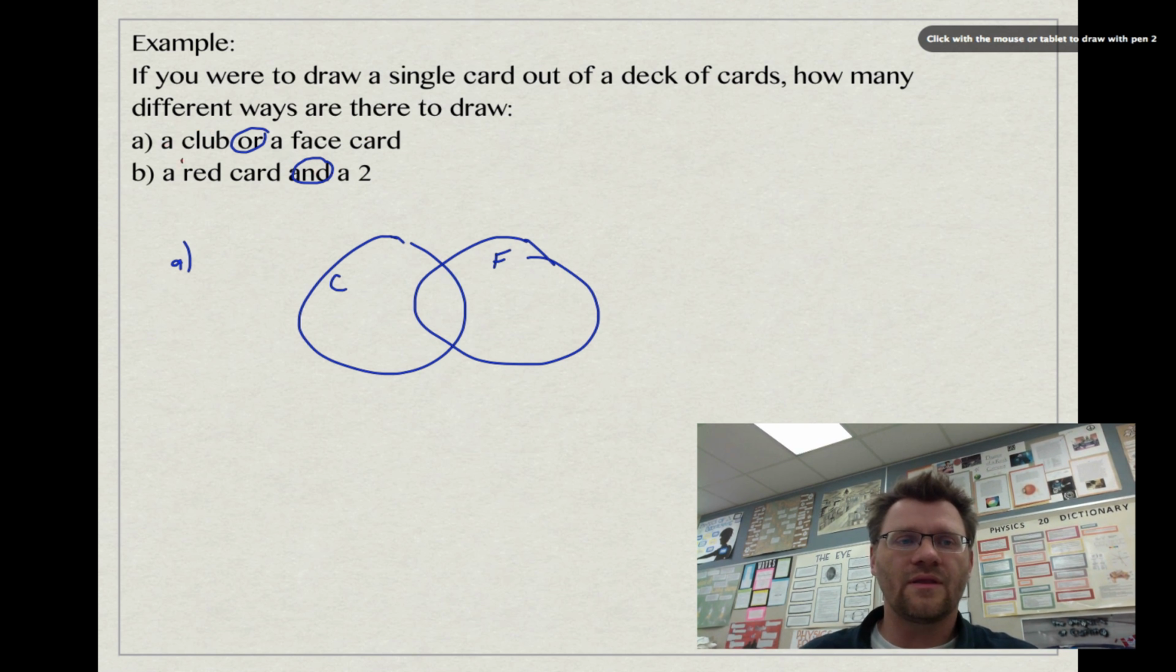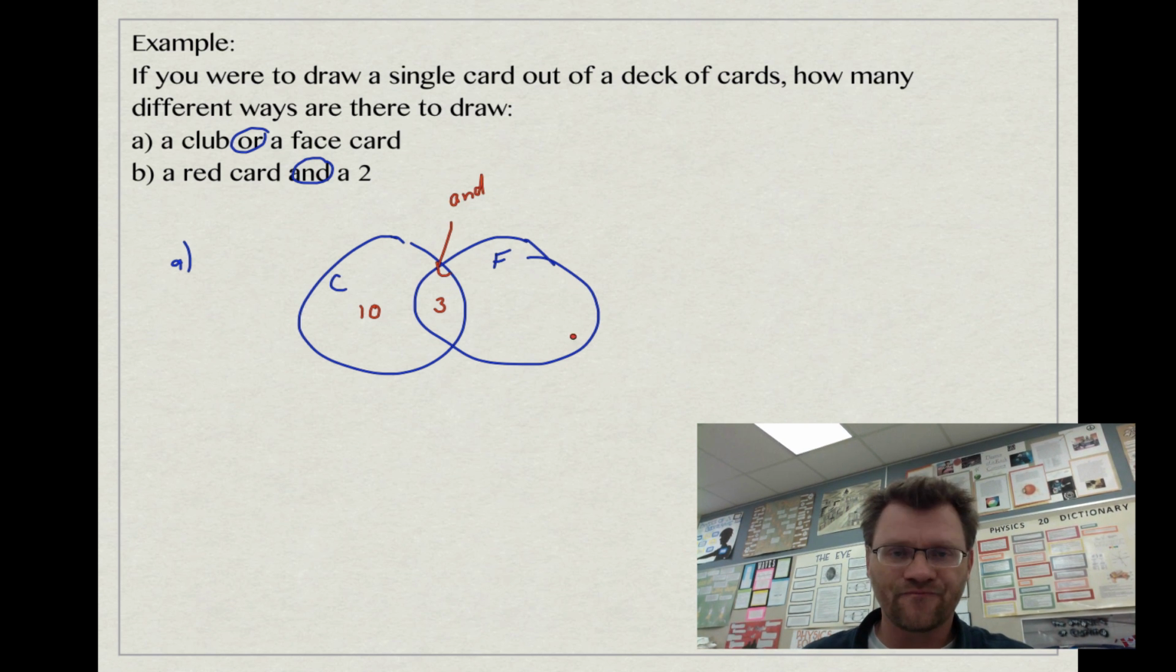And so the number of clubs in a deck of cards is 13. However, 3 of those are face cards. That means the number of cards that are just clubs are 10. And 3 of those happen to be face cards. So remember that this little area in here is and.